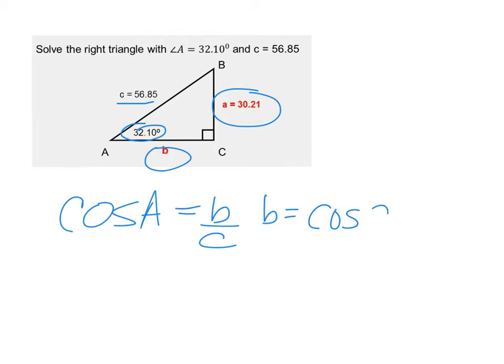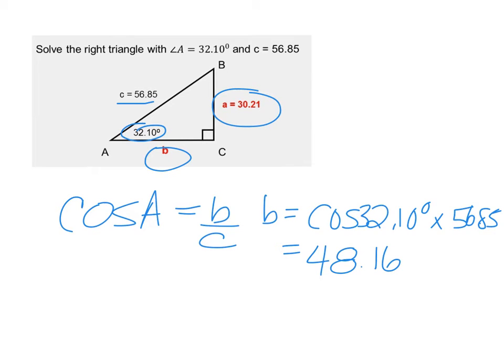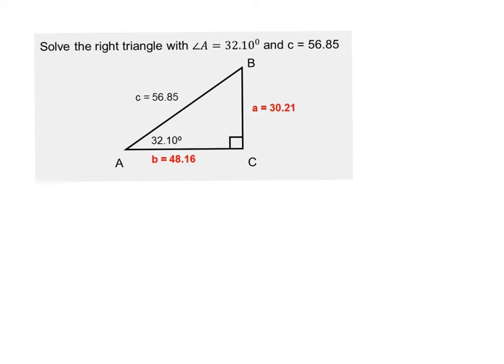So I'll have the cosine of 32.10 degrees multiplied by 56.85. And when I do that on my calculator, it comes out to be 48.16. So our side B is equal to 48.16.